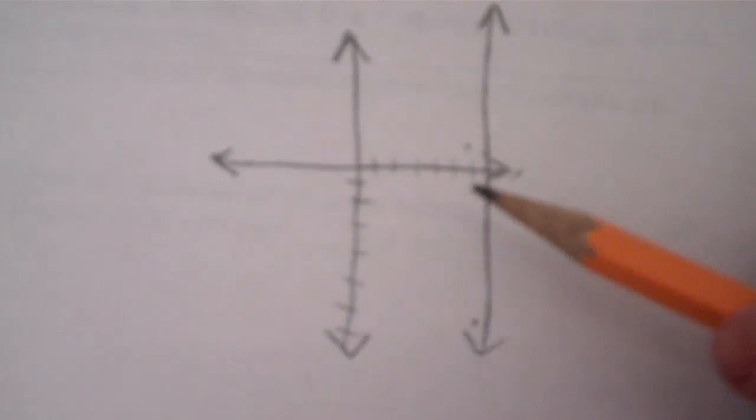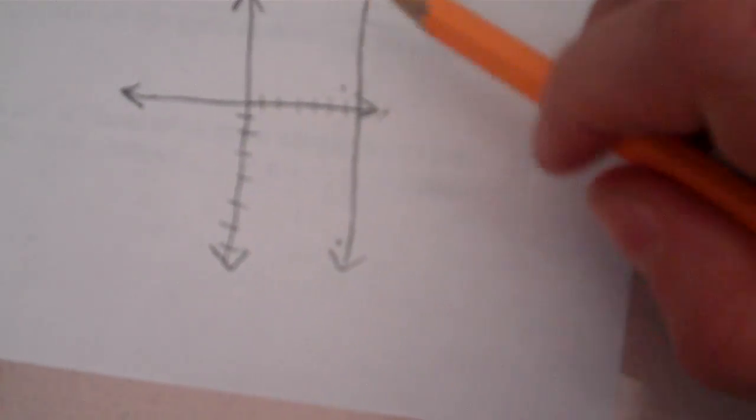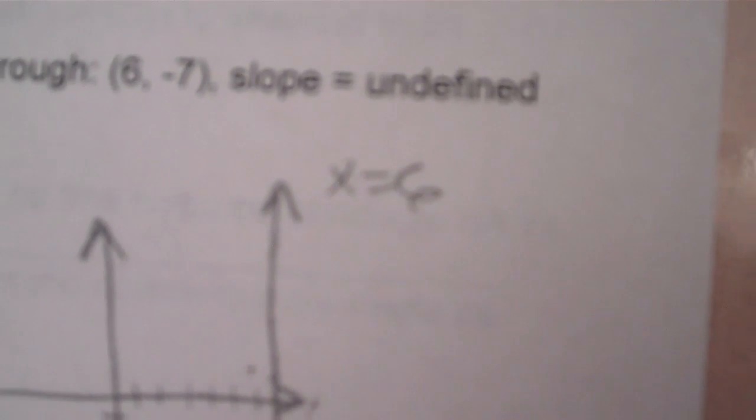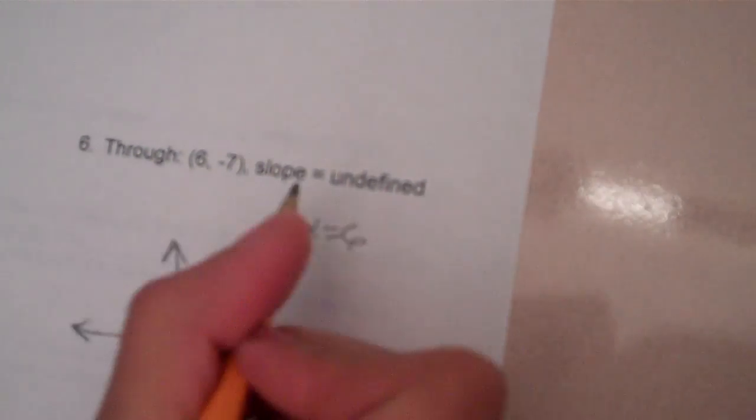And we see that in this case, no matter what, x always equals 6. And that's our equation for a vertical line. Box it, and we're done.